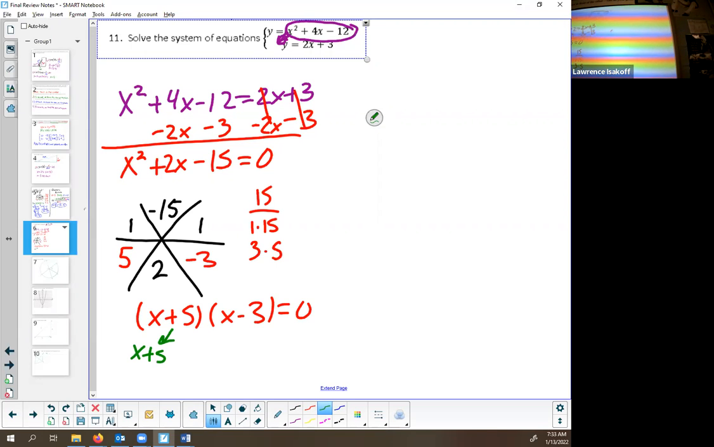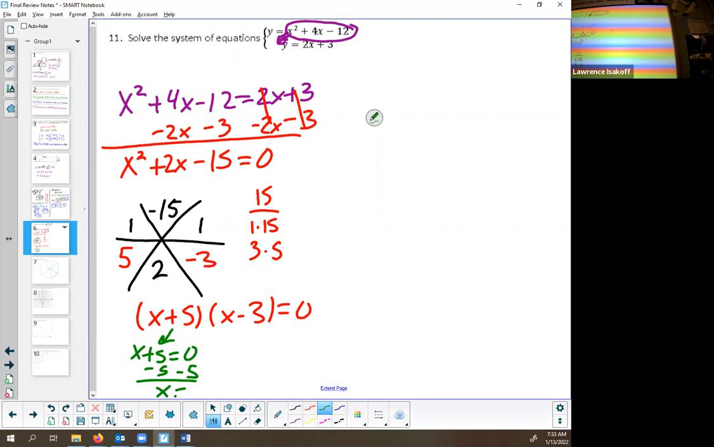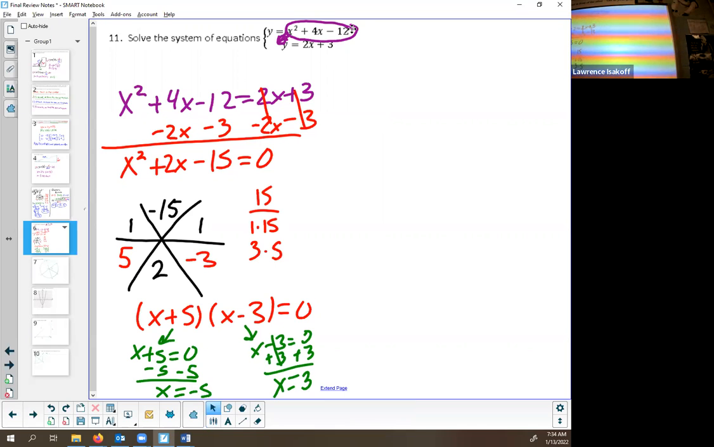X plus 5 equals 0. Subtract 5. We get x equals negative 5. Over here, x minus 3 equals 0. Add 3, and we get x equals 3. Now, I know you're going to say, oh, we did all that. That's it, right? There is, remember, one more step.